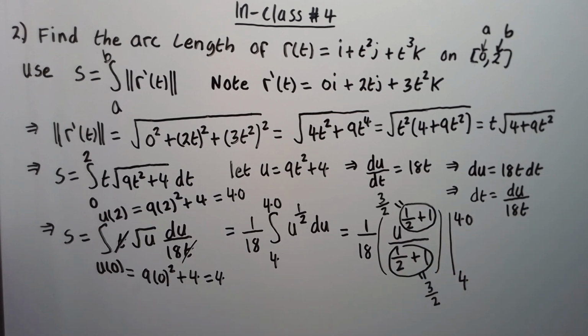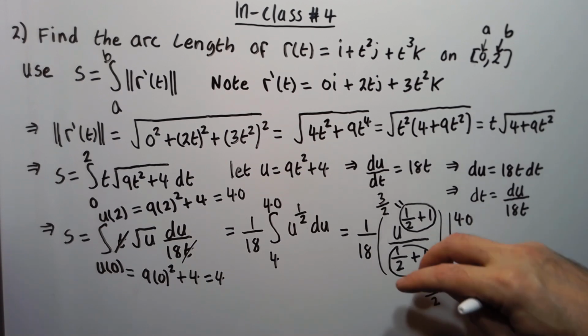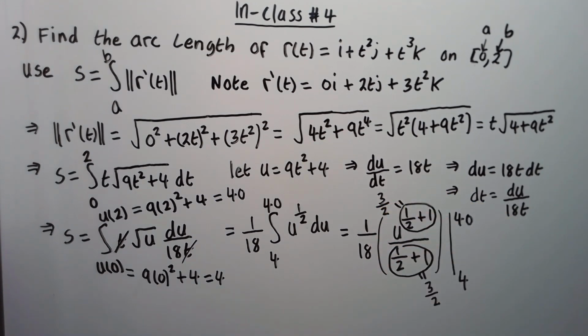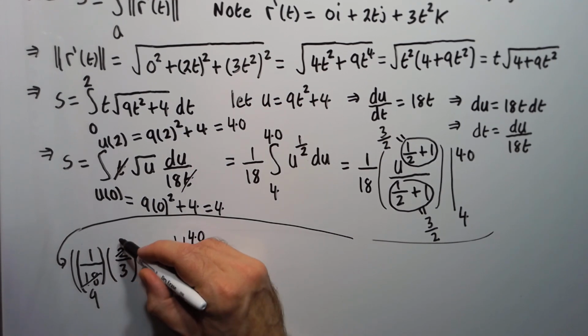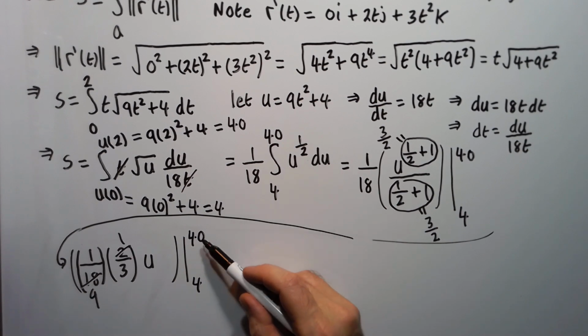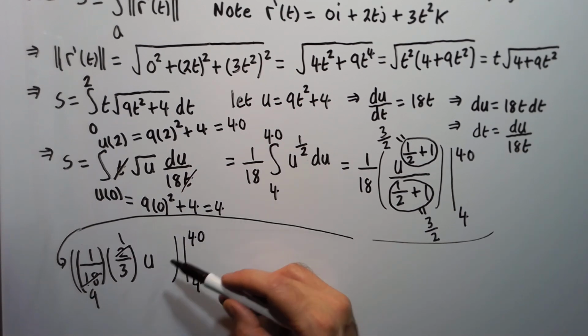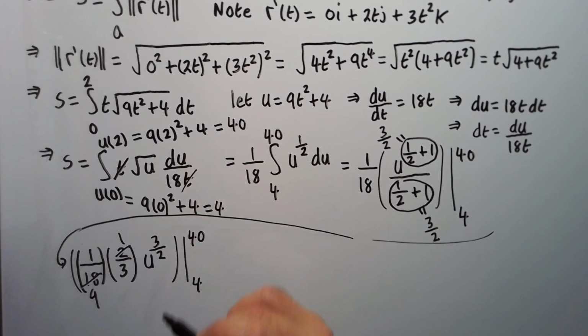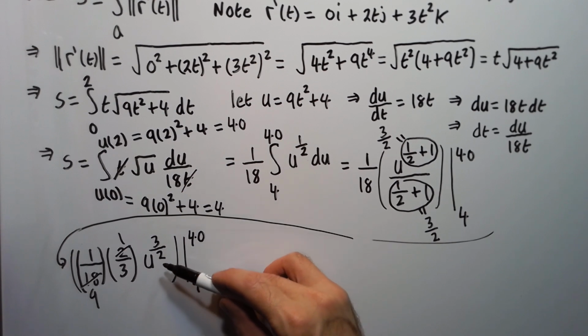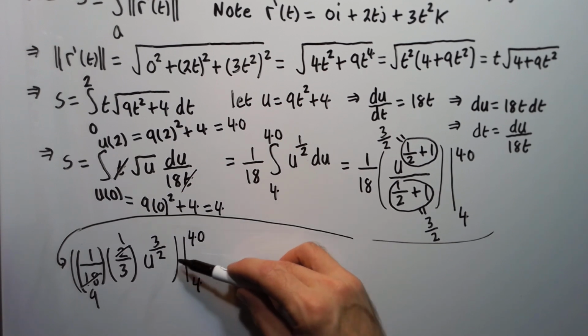Okay, 3/2 there. So let me rewrite it now. When you're dividing by 3/2, that's the same as multiplying by the reciprocal. So I'm going to change this to 2/3 in front over here. So we get this then. We can cross off a 2 here. Oh, sorry, I'm missing my 3/2 here on my u. Okay, now we're going to put 40 in there and subtract, put 4 in there. So let's write it over here.